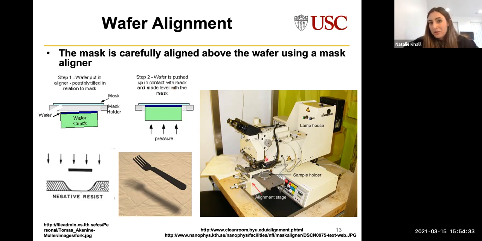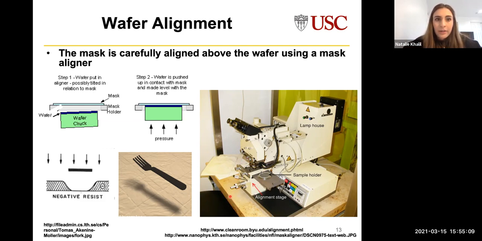And so we do this using a machine called a mask aligner, which is pictured here. We actually have this exact model at USC. And so you'll place your sample, your silicon wafer, on the sample holder, and then you'll push it beneath this central region where, above this, there's another stage that you can place your mask on. And then using some of these knobs, so these two and then one that's kind of hidden here, you can adjust the X, Y, and Z directions until your wafer is aligned with your mask.